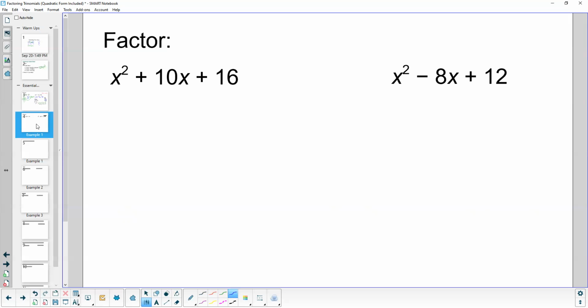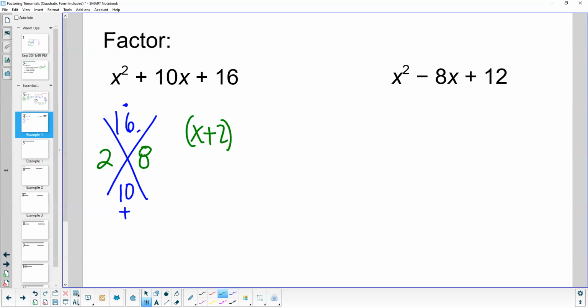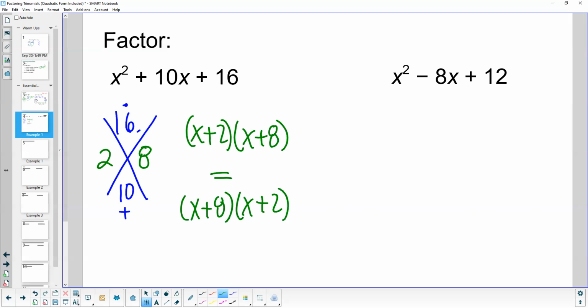Sweet. Hopefully you've had enough time to try this one on your own. As we go over it, make sure you are checking your work here. So we should multiply to 16, add to 10. What numbers multiply to 16 but add to 10? That's right. It's going to be 2 and 8. So we're going to factor this into x plus 2 and x plus 8. And as a reminder here, this is exactly the same thing as x plus 8 and x plus 2. So we shouldn't have to worry about it.